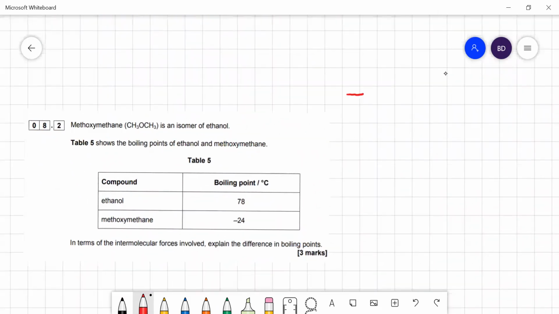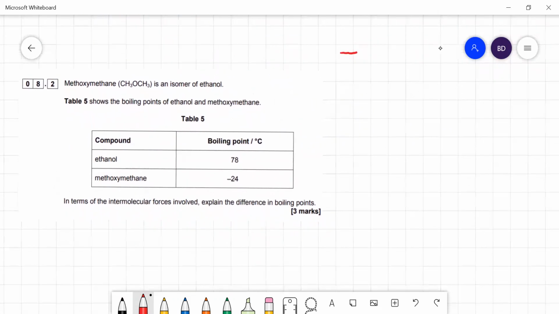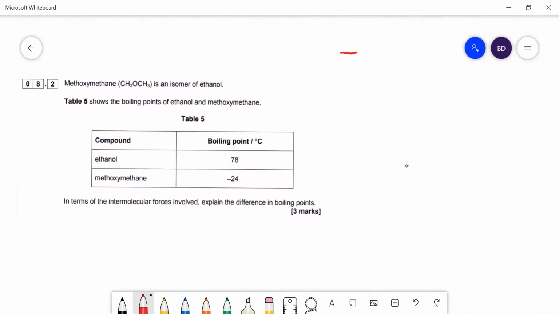Now methoxymethane is an isomer of ethanol. Now that can't form hydrogen bonds, and that's what this question is all about. It gives you the boiling points, and in terms of intermolecular forces, explain the difference in the boiling point. So I think we need to say for methoxymethane, let's just draw it. There's no possibility of hydrogen bonding there because there's no hydrogen attached to an oxygen.